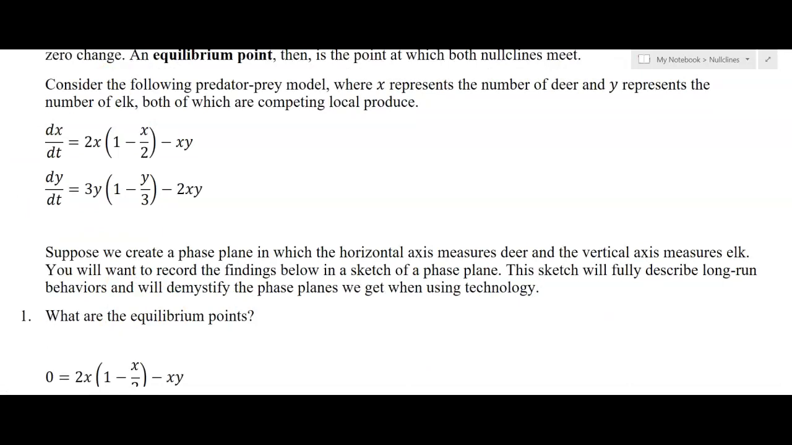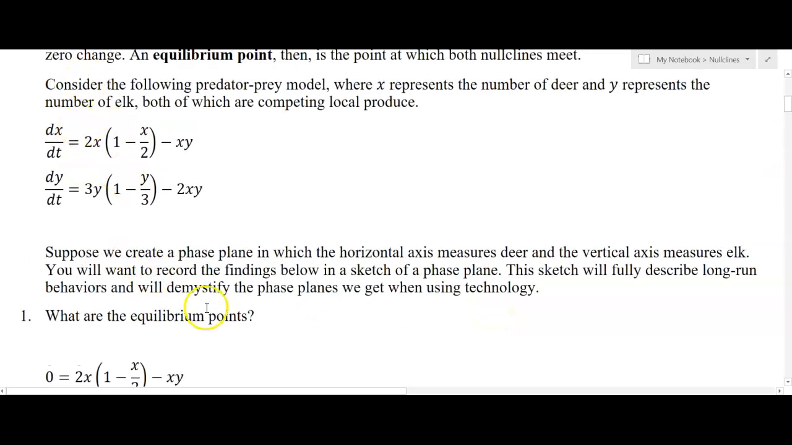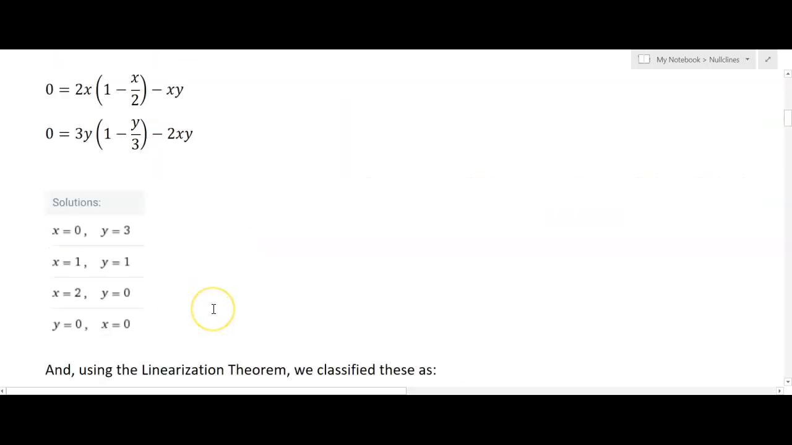Now, suppose we do want to create a phase plane in which the horizontal axis measures the number of deer and the vertical axis measures the number of elk. You'll want to record the findings below in a sketch of a phase plane. This sketch will fully describe long-run behaviors and will demystify the phase planes we get when using technology. So we've observed that these phase planes for models like this look pretty chaotic, and we want to be able to remove that chaos and understand what's going to be happening.